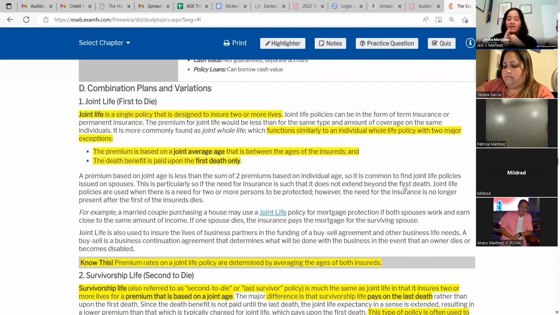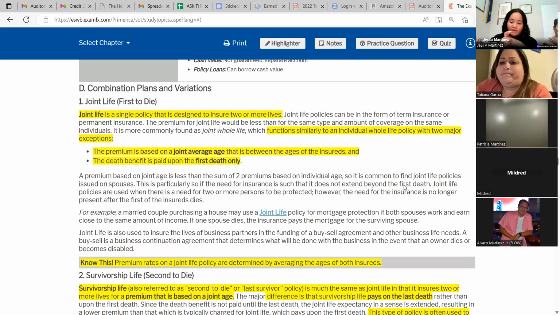When you think of joint life, just think of first to die. When the first one dies, that's when that policy pays. Survivorship life pays when both of them pass away. So after the second one dies, that's when the policy pays. It's also referred to as second to die or last survivor policy.